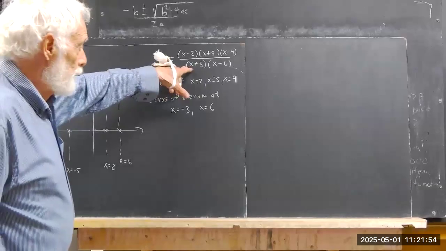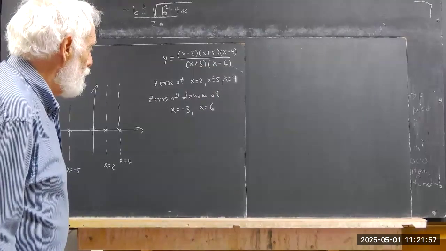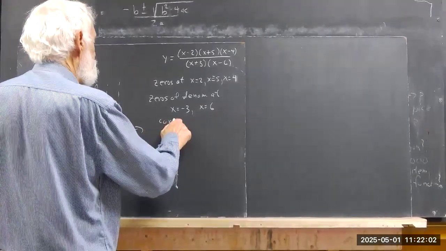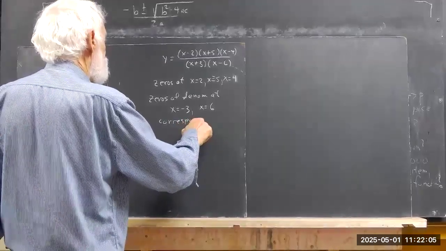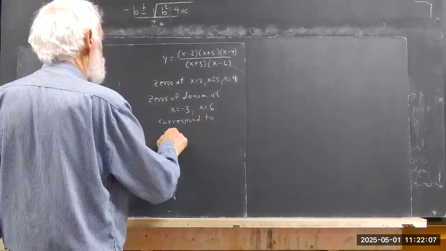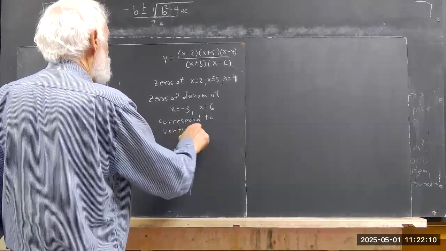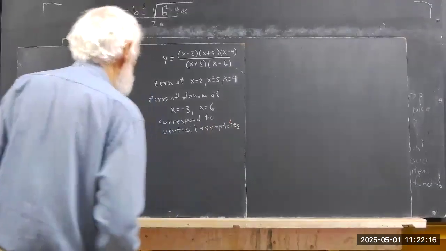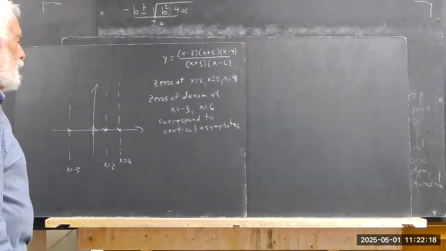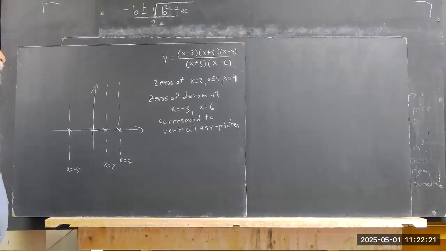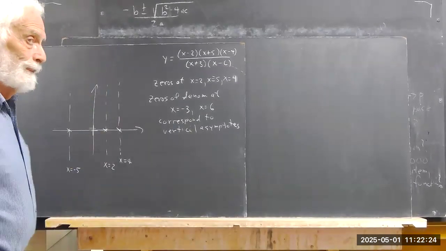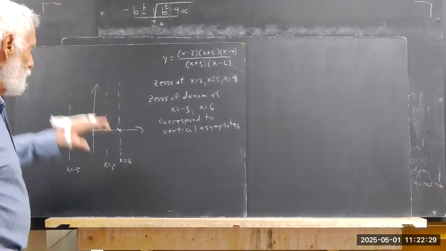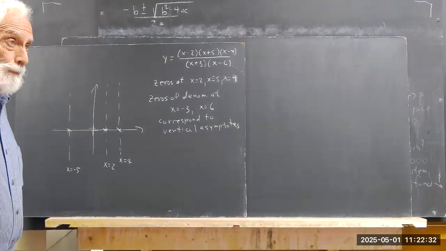And those zeros will occur when x is -3 or x equals 6. And these correspond to vertical asymptotes. Now, usually we indicate vertical asymptotes with a dotted line. And I'm already using dotted lines to label my x's so that I can put my labels down here where they don't interfere with the graph. Okay?